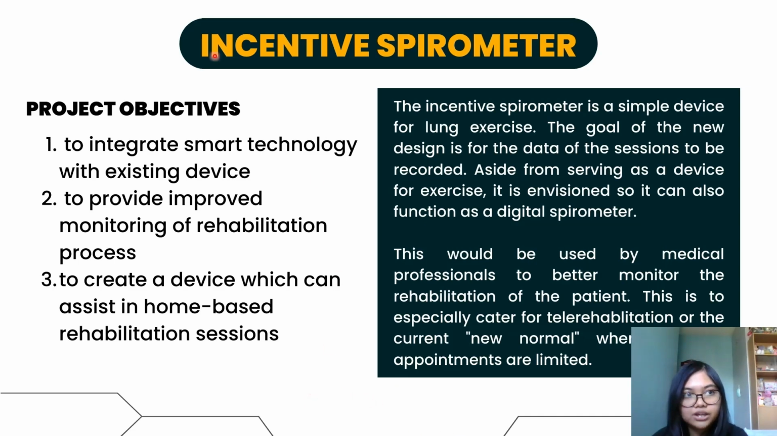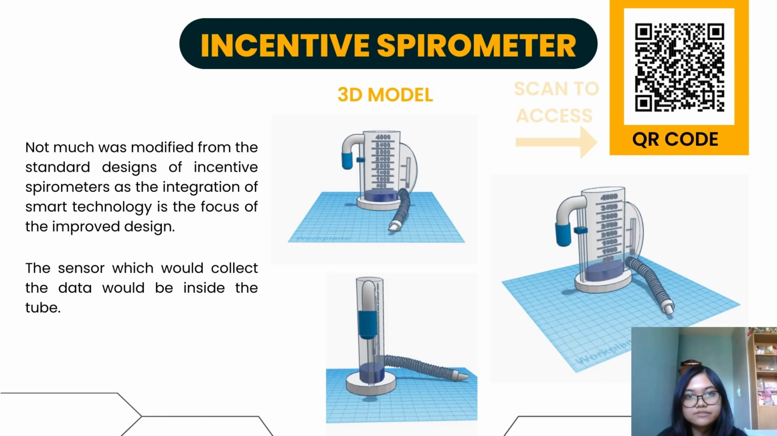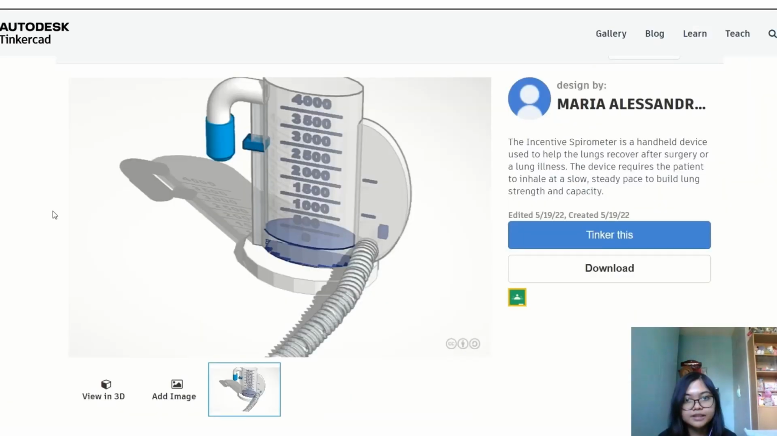And so, moving on. Here are pictures of our 3D model. As you can see, not much was modified from the original design of incentive spirometers, as the focus of our project is to add smart technology through the circuits, and the sensor, which would collect the data, would be inside the tube. You can see at the top that there's a QR code here, and if you scan it, you can access the link of our Tinkercad model. Let's now access the 3D model in Tinkercad.